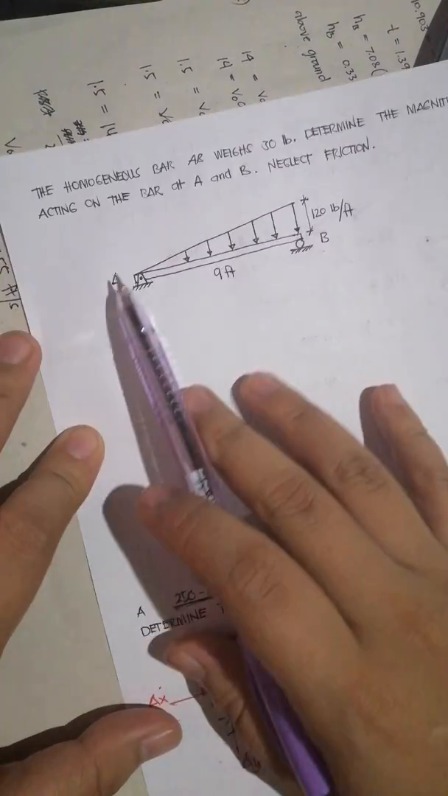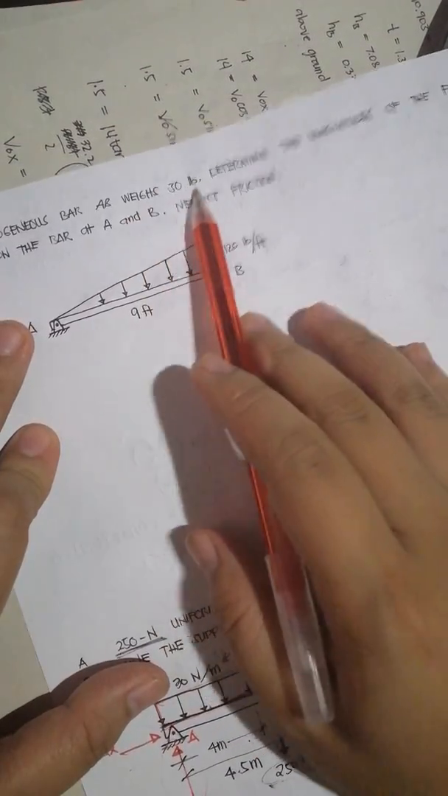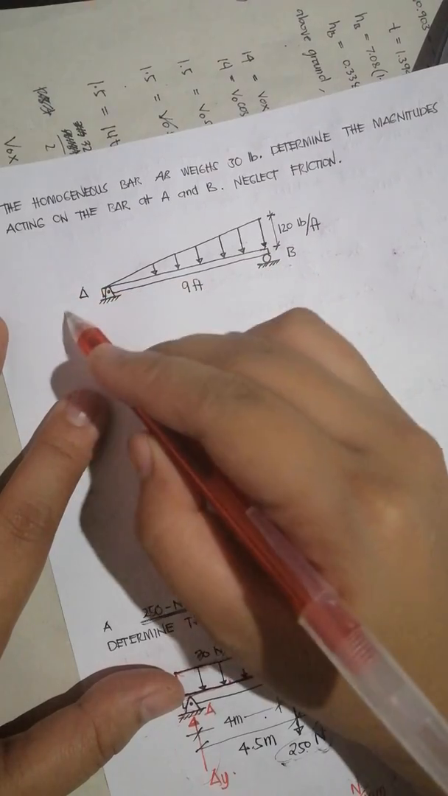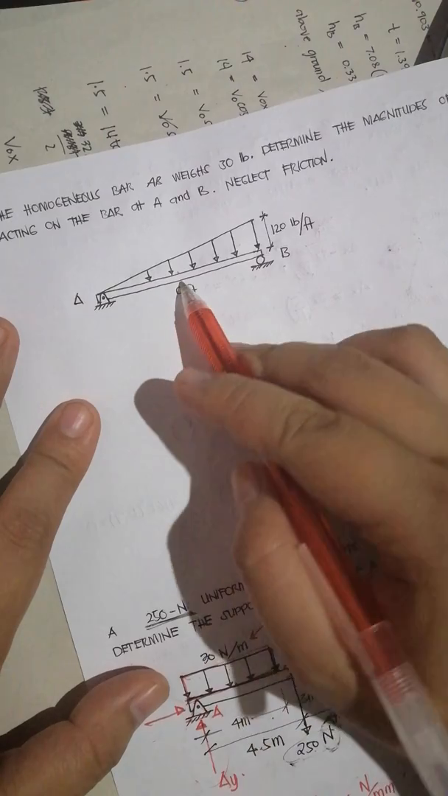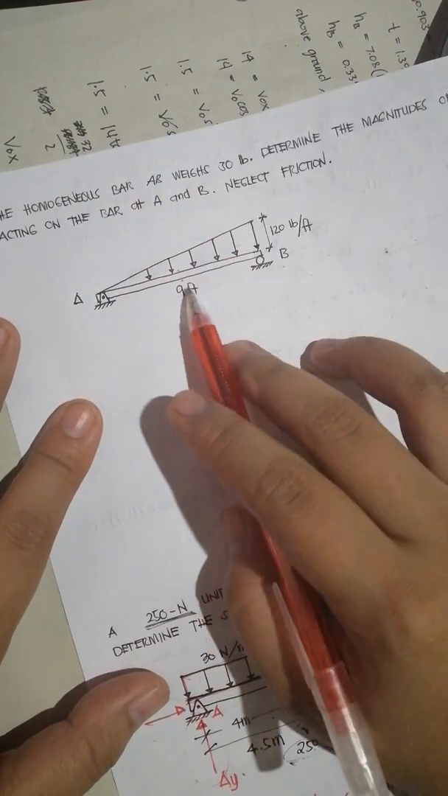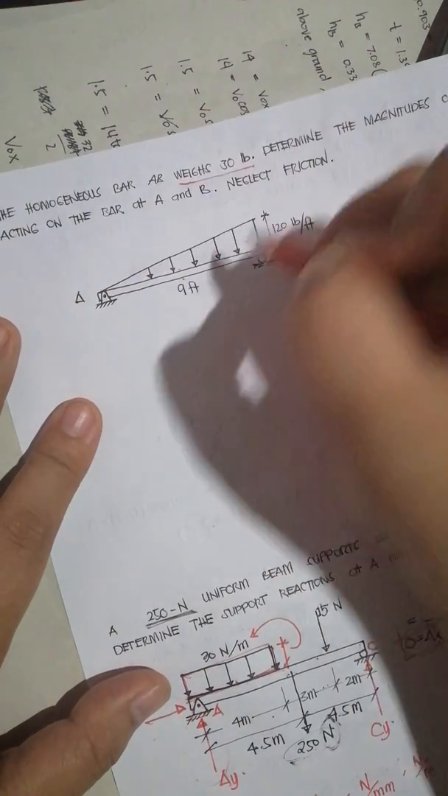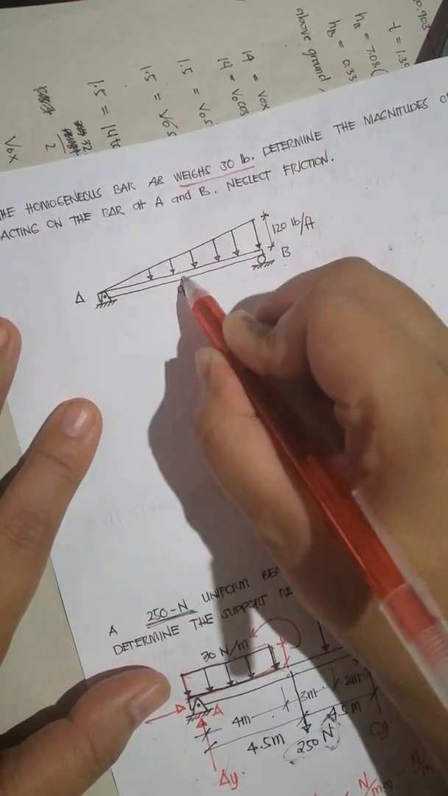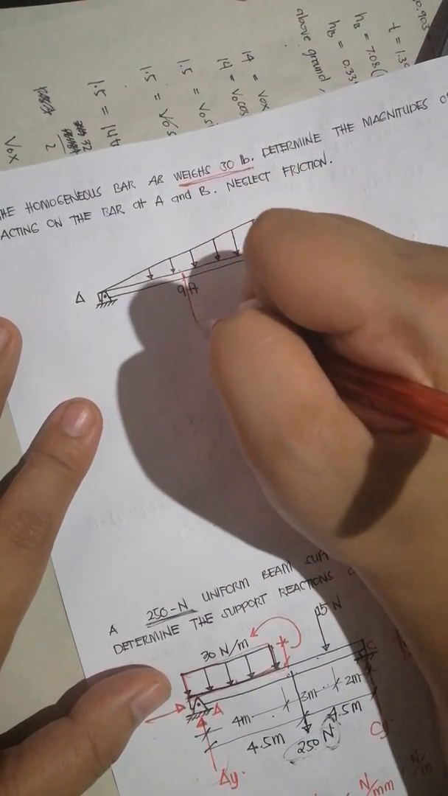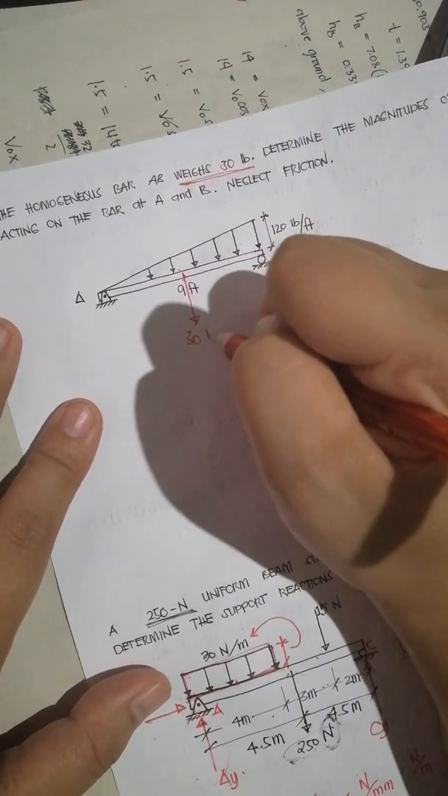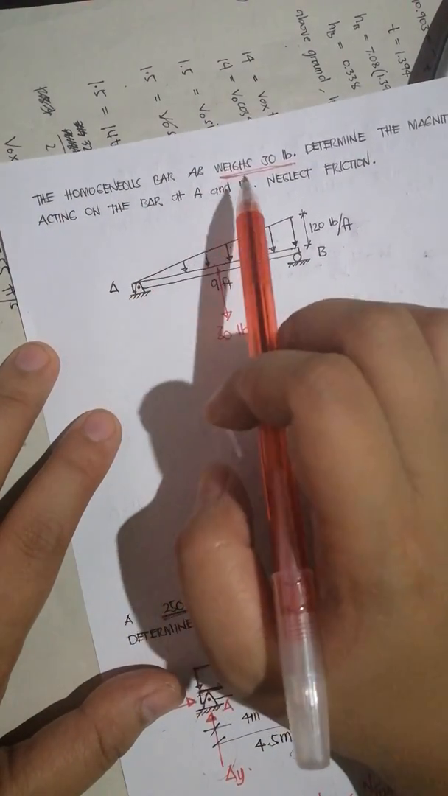Next one is this one. The homogeneous bar AB weighs 30 pounds. This is the original figure, and the weight was not part of the drawing. For our solution, of course, we'll have to include the weight, even if it's not in the original drawing, since it is stated in the problem. At the center there is a 30-pound weight of the beam. Determine the magnitudes of the forces acting on the bar at A and B.